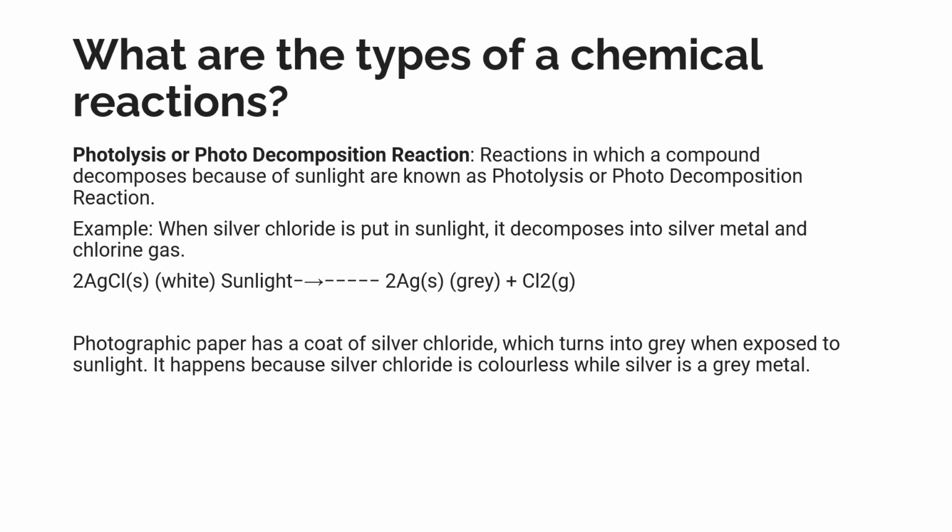2AgCl in solid state, which is white in color, when kept in sunlight gives 2Ag in solid state, which is gray in color, plus Cl2 in gaseous state. Photographic paper has a coat of silver chloride which turns gray when exposed to sunlight. It happens because silver chloride is colorless while silver is a gray metal.